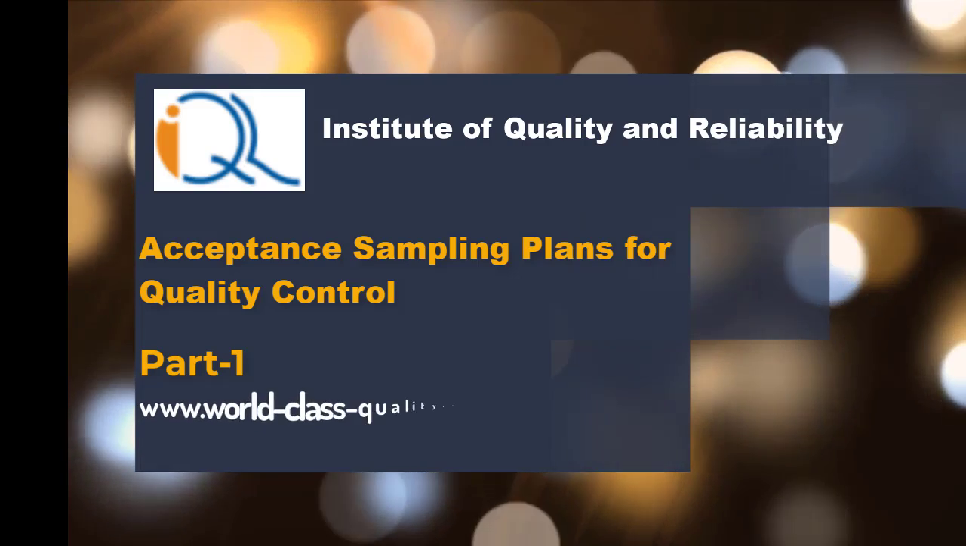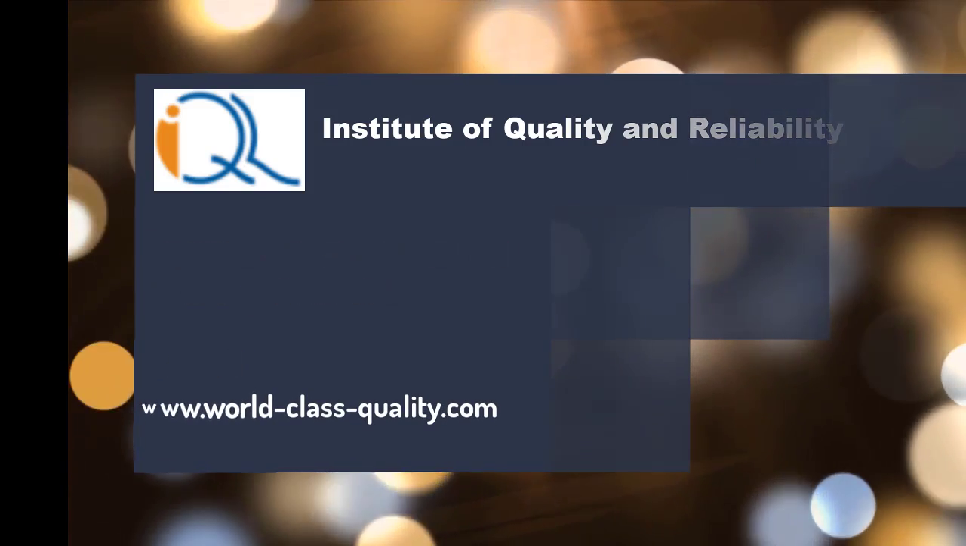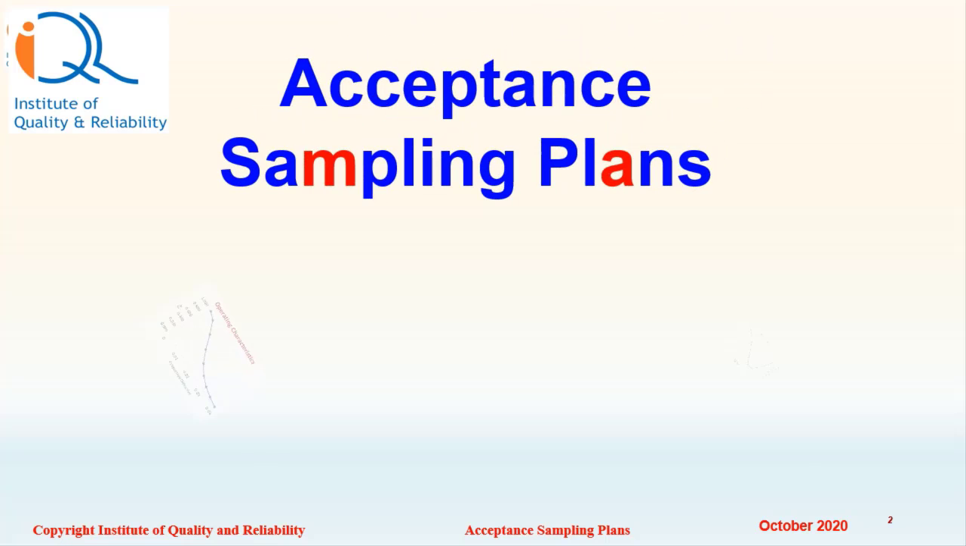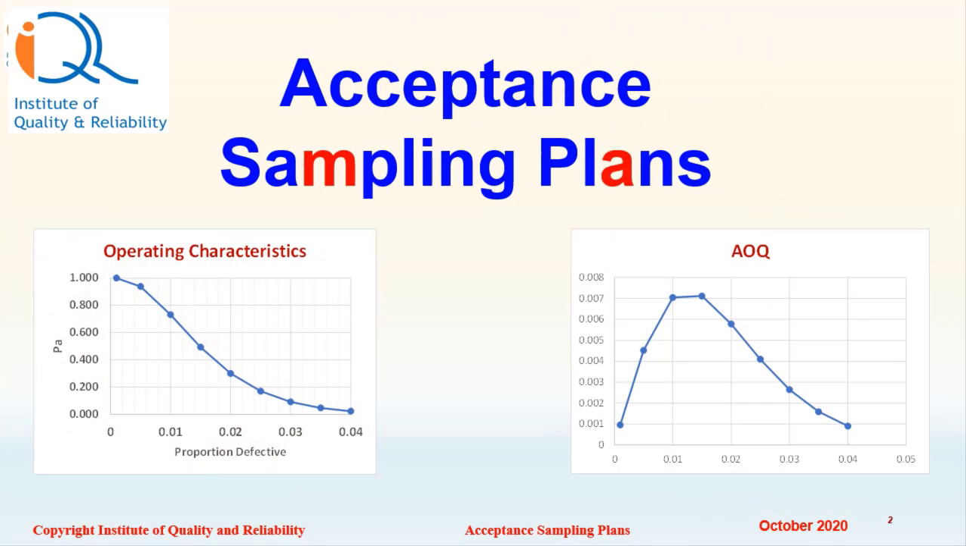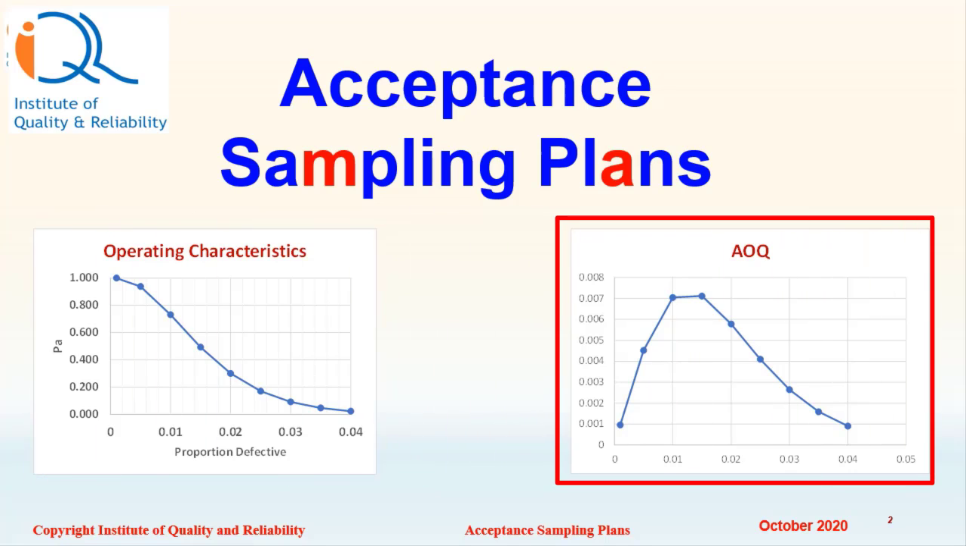Acceptance Sampling Plans for Quality Control Part 1. In this video, we will discuss basic concepts in acceptance sampling plans. We will also generate operating characteristic curve and average outgoing quality curve on Microsoft Excel.